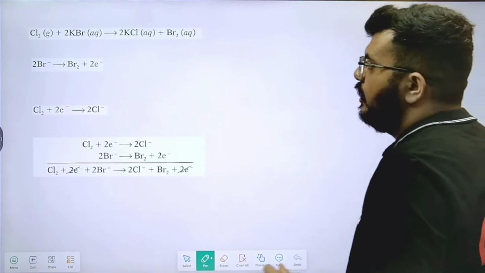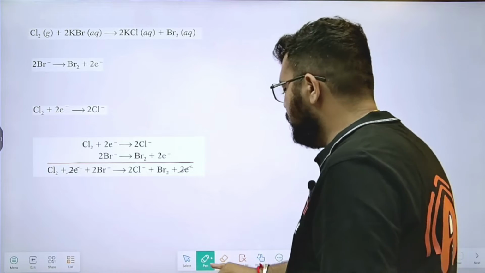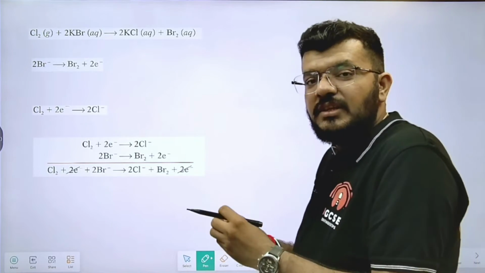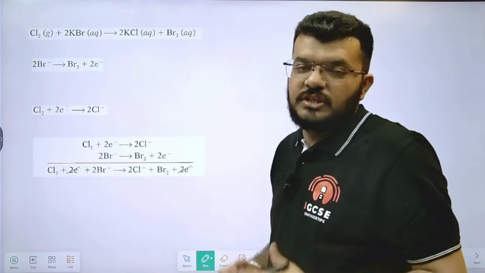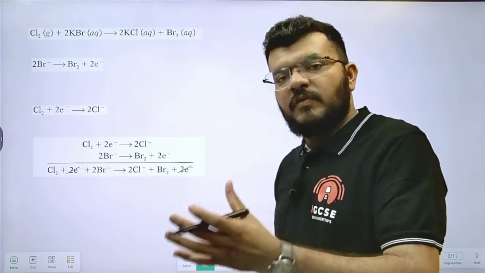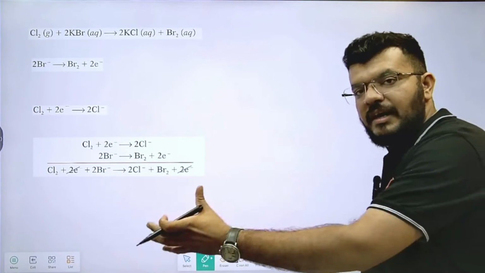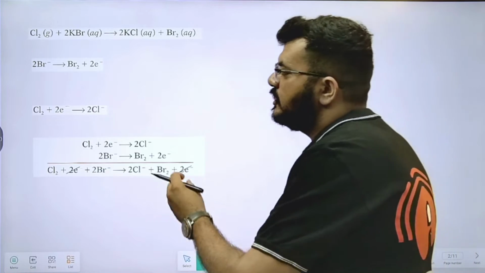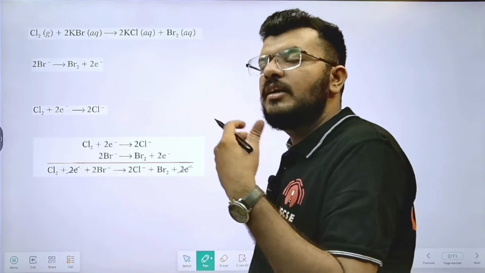Let's see another example. In a redox reaction, if one thing gets oxidized, the other gets reduced. They take place simultaneously. That is why they are defined in one word, redox reaction. One of the agents is getting reduced, the other is getting oxidized.